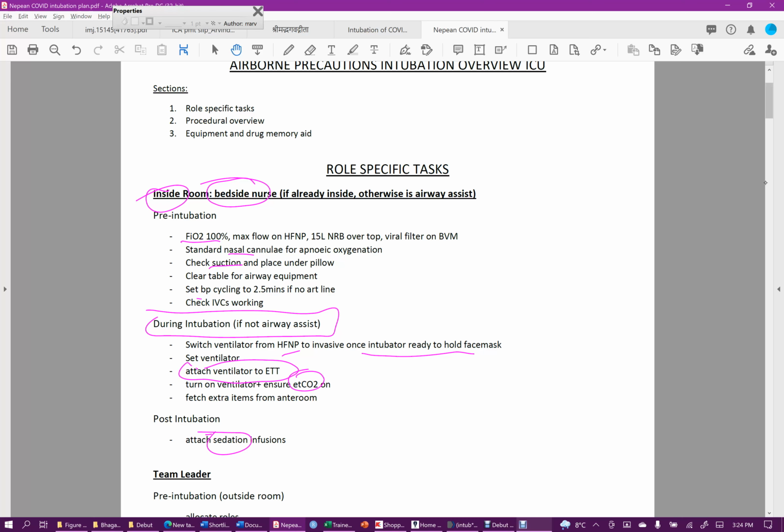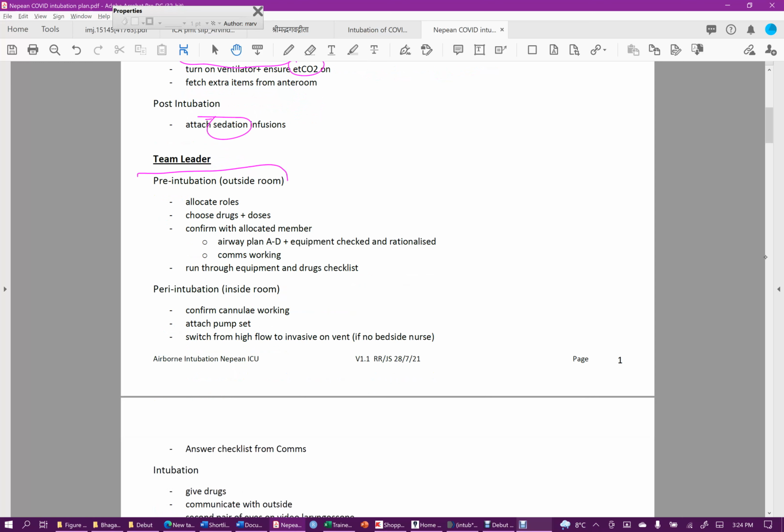What is the role of the team leader? Before the intubation, they're outside the room, and their job will be to allocate the roles clearly to everybody, to choose the induction drugs and the doses, to make sure that there is a nice plan A to D articulated, as we saw in the Mayo Clinic document. Make sure that the communications are working, and finally do a checklist.